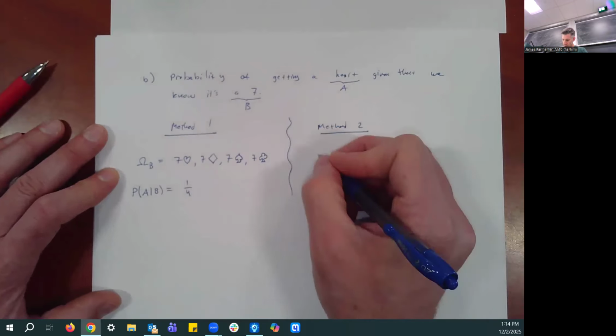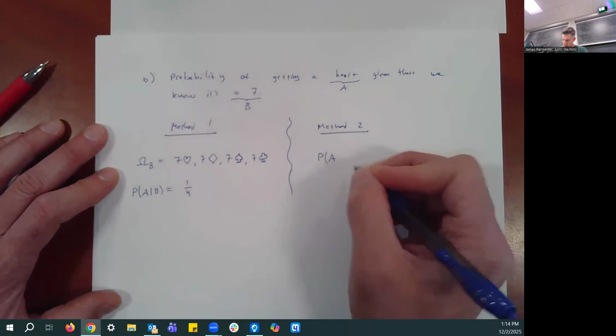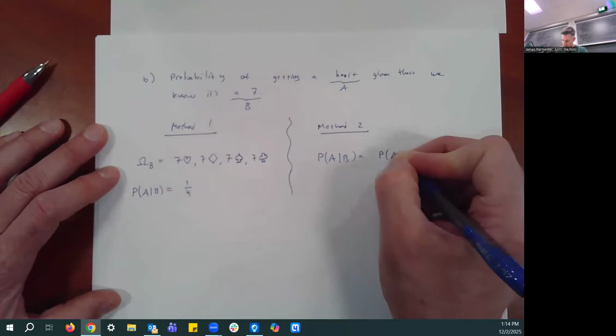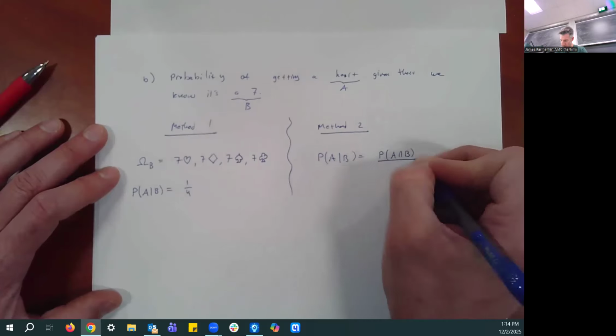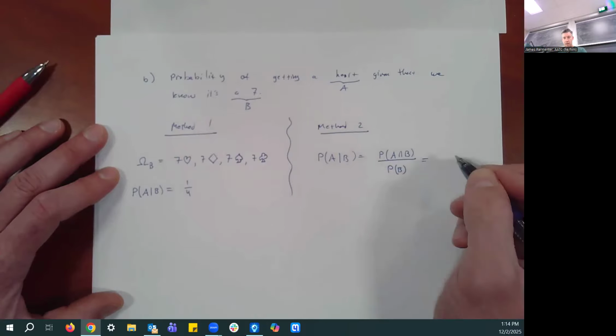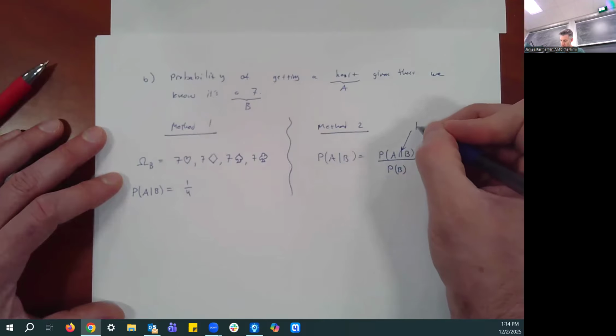Or you can do it the other way. Say, well, probability of getting a heart, given that it's a 7, is the probability of getting a heart and a 7 divided by the probability of getting a 7. How many cards are there that are a heart and a 7?